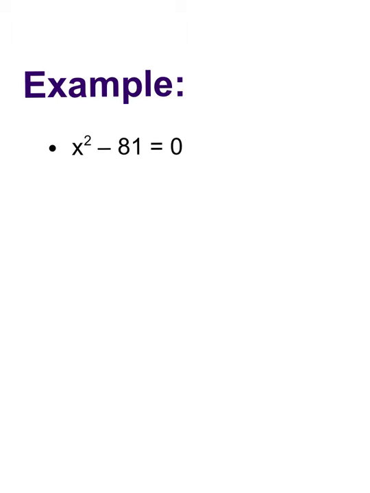So if we look at the first example, it says x squared minus 81 equals 0. Since my equation is equal to 0, the first thing I'm going to do is factor this. If I look at the x squared term and the 81 term, I know they're both perfect squares. This is a difference of two perfect squares. So that factors to x plus 9 and x minus 9.